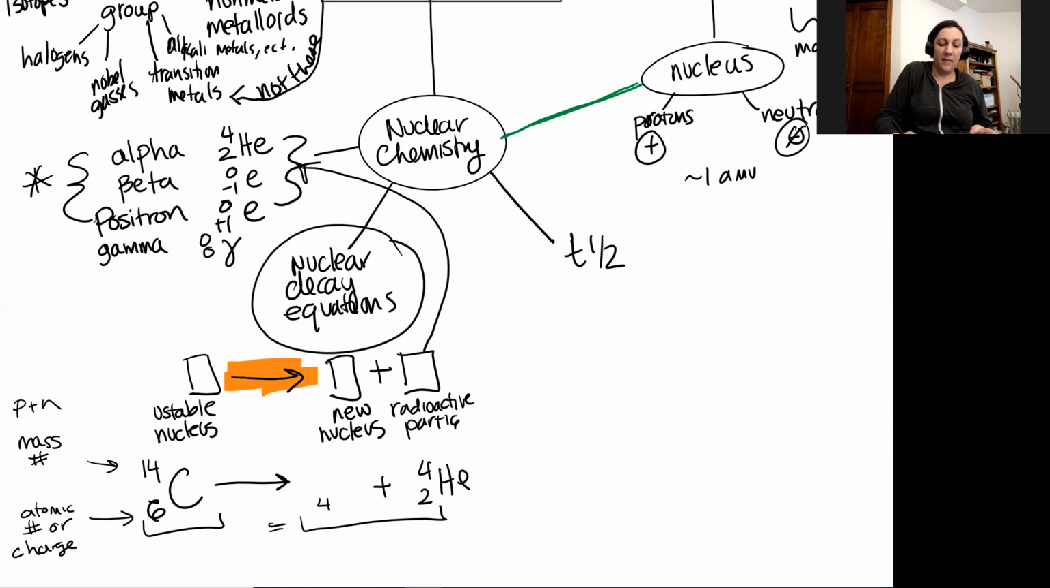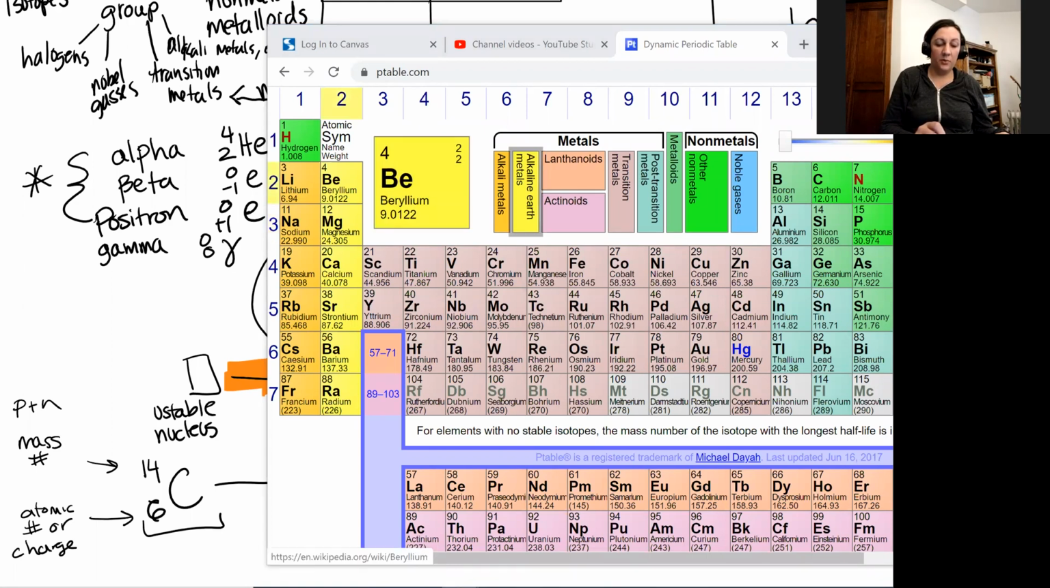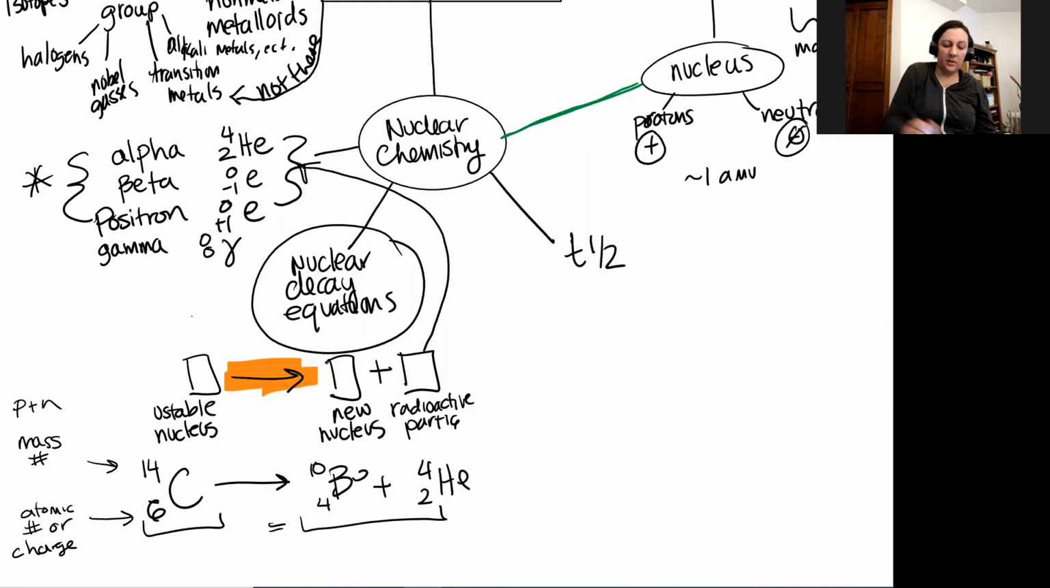And if I'm losing a mass of 4, I'm losing 2 protons and 2 neutrons. So I'll have a total mass of my new nucleus of 10. And that is going to give us, look at a periodic table real fast. So that 4 is going to correspond to beryllium right here. I love this periodic table. It's the dynamic periodic table online. It's a great one. So that means we'll put an element symbol of Be here to show our new nucleus. And that's what our decay equations will all look like.